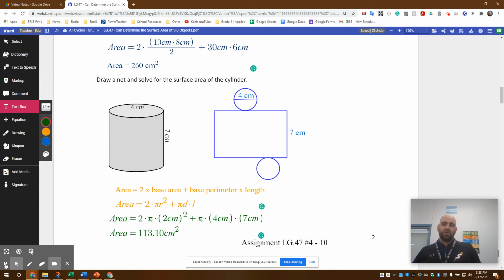I want you to work on questions 4 through 10. When it asks to draw a net, please draw a net. When it asks to just solve, you can solve. Make sure about units, make sure you are showing your calculations and your work as well.